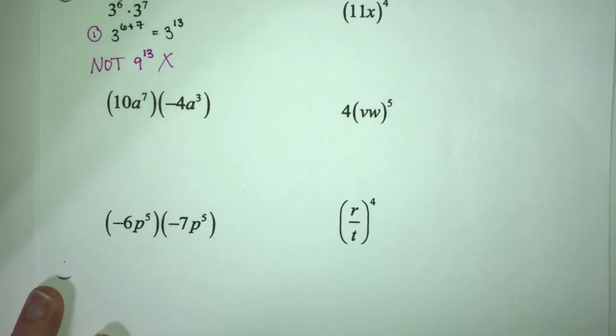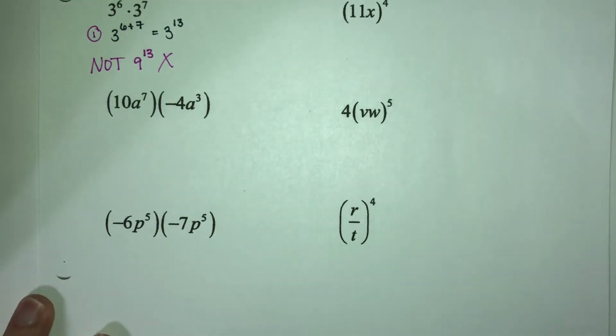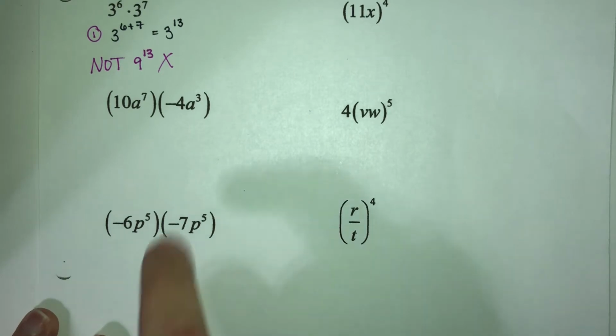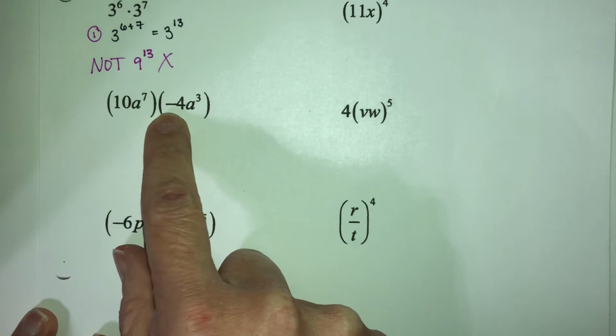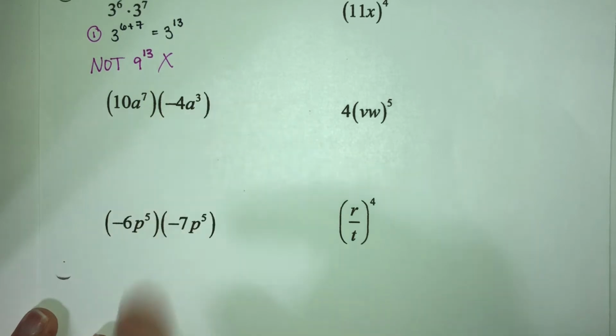This is section 5.1, part 3. I want to do 10a to the 7th times negative 4a to the 3rd.